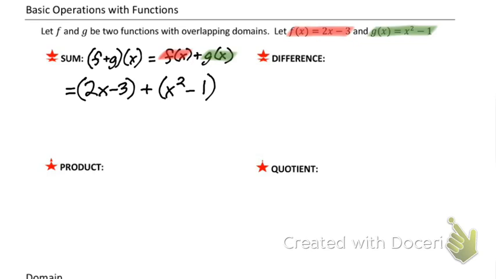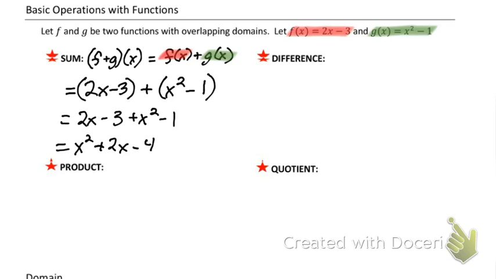And now we just simplify. This parenthesis only really makes me distribute this positive sign, and a positive sign doesn't switch any signs. So I really just have 2x minus 3 plus x squared minus 1, which we can simplify down to, let's put the x squared out front, x squared plus 2x minus 4. That'll be the sum of two functions.